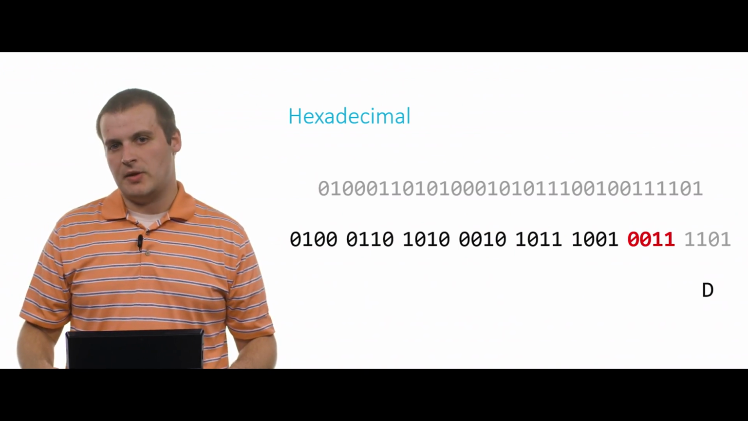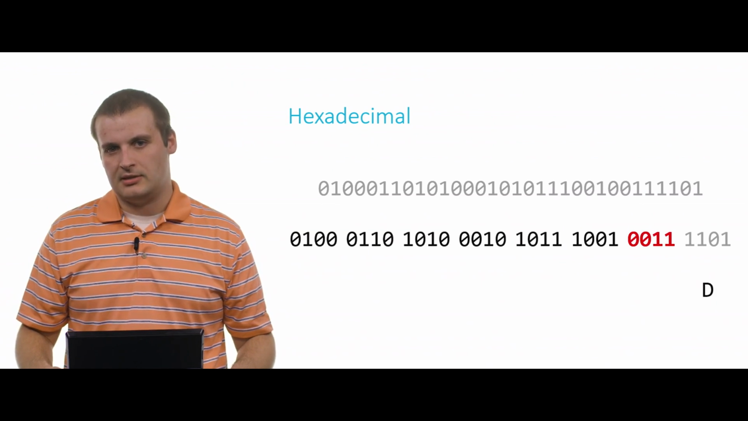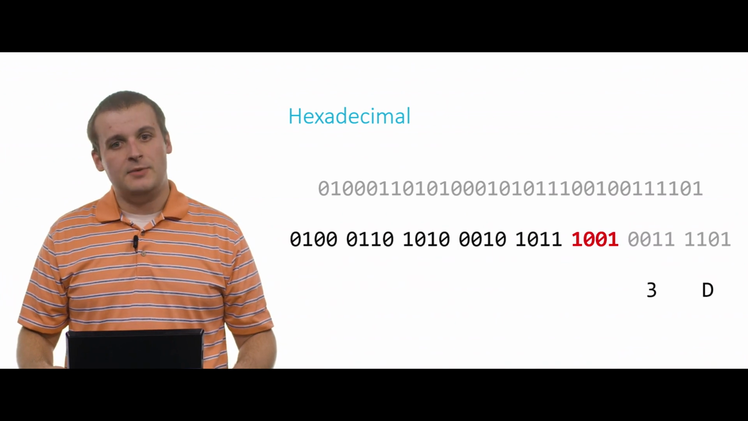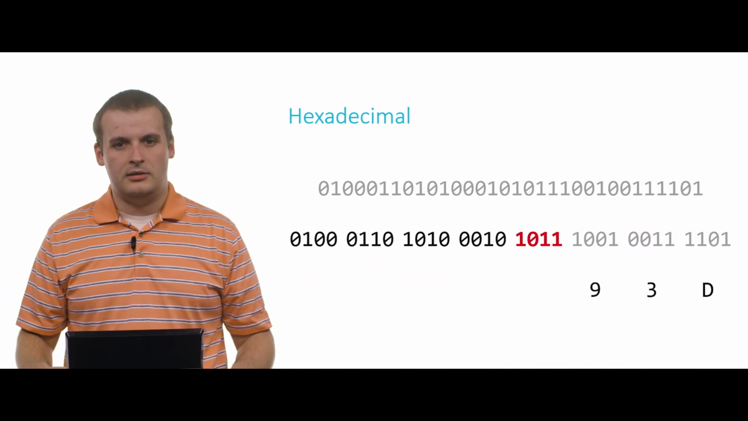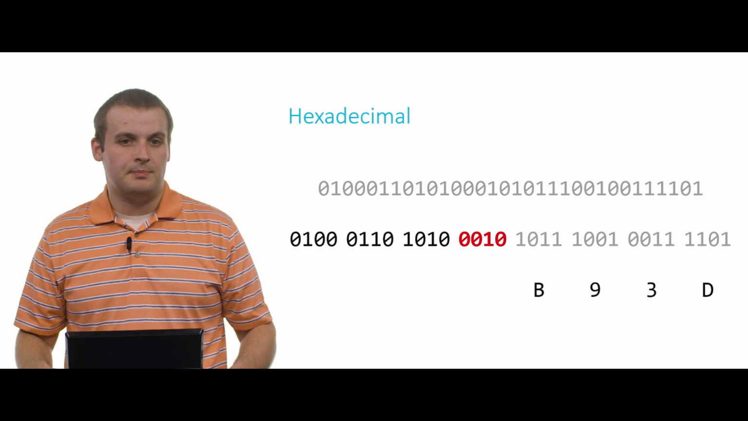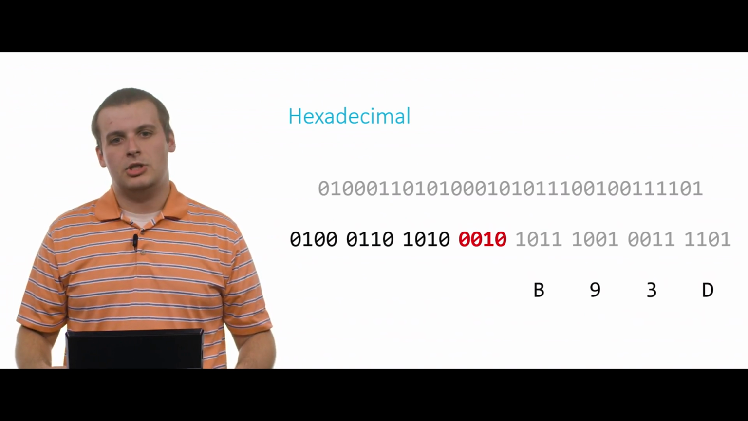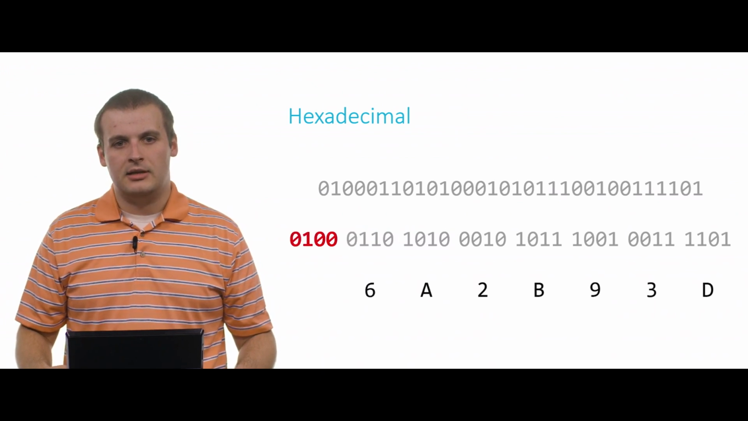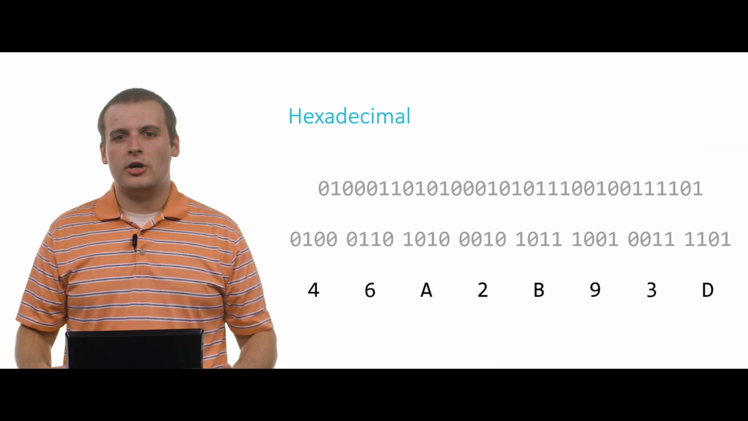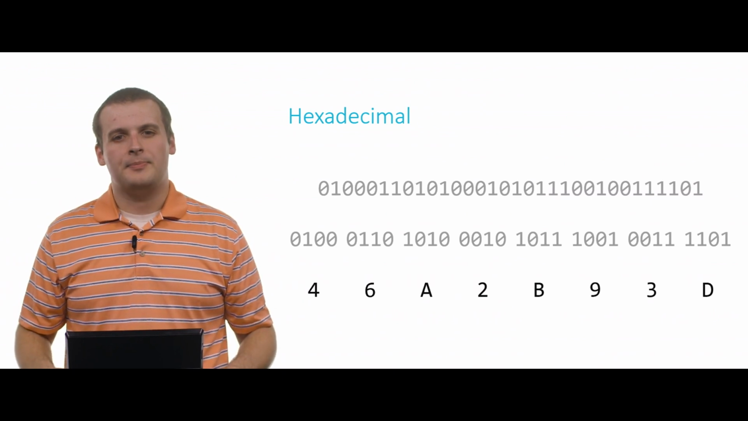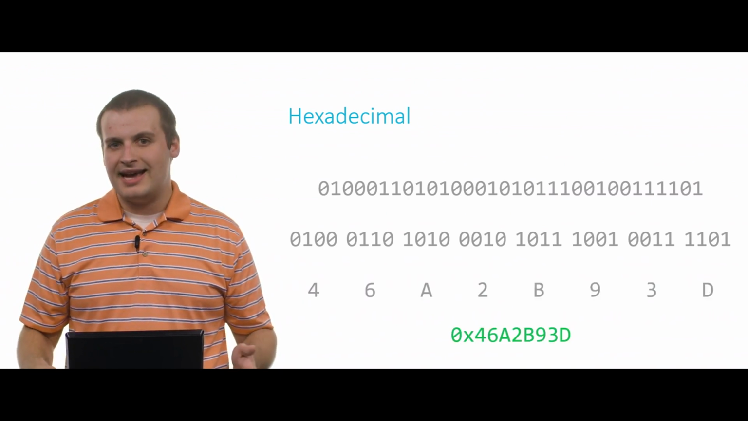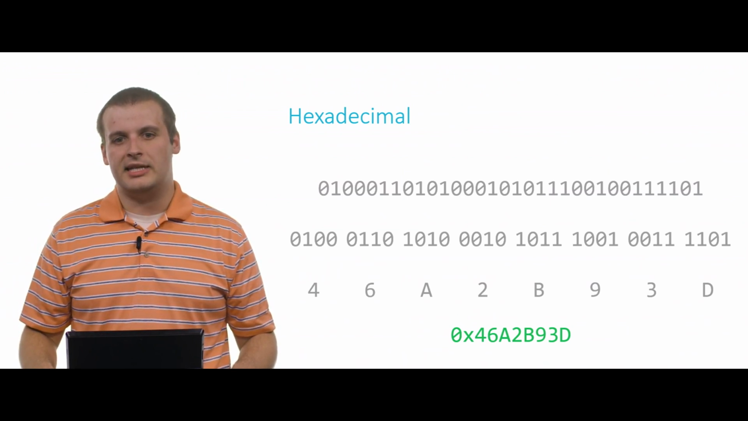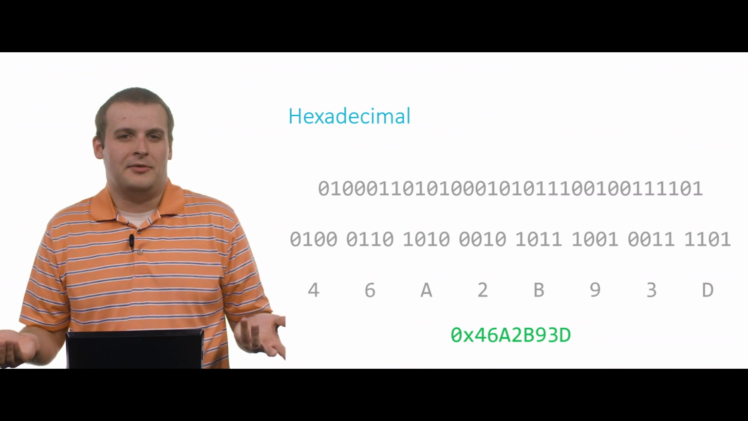0011, well, that's a 0 in the 8's place, a 0 in the 4's place, a 1 in the 2's place, and a 1 in the 1's place, so that's 3. And we can keep doing this. We have here 9, and then 11, but that's B, recall, 2, 10, or A, 6, and 4. And so that very large string of zeros and ones at the top is more concisely expressed in hexadecimal as 0x46A2B93D.